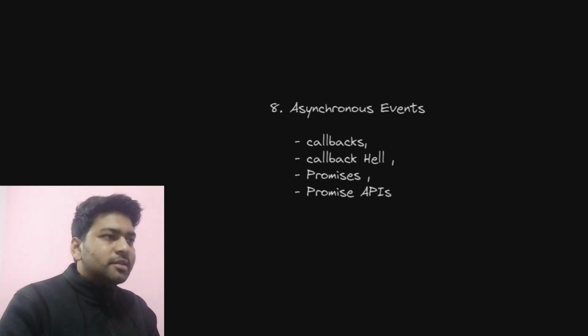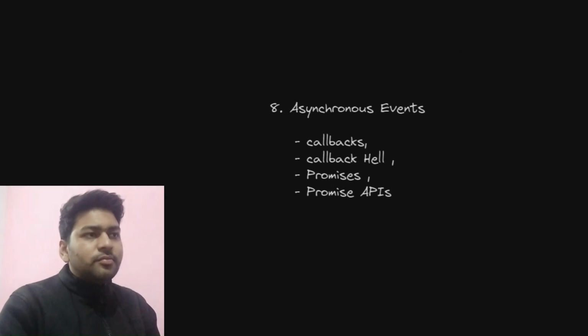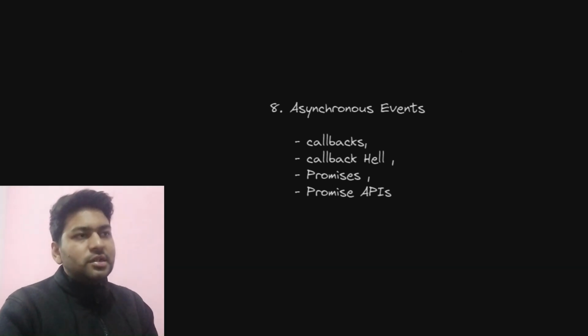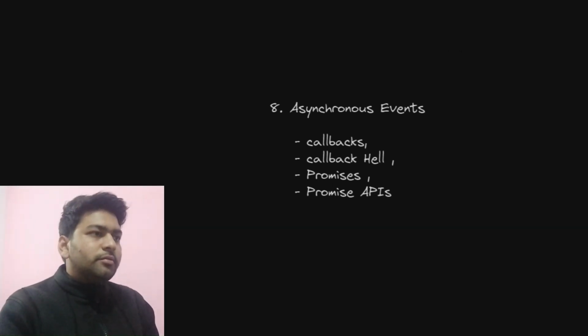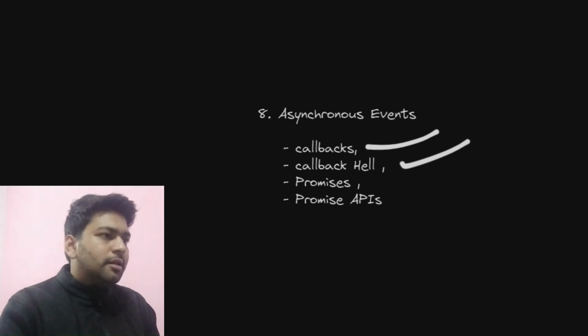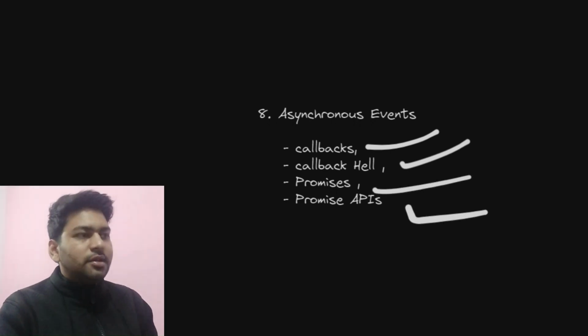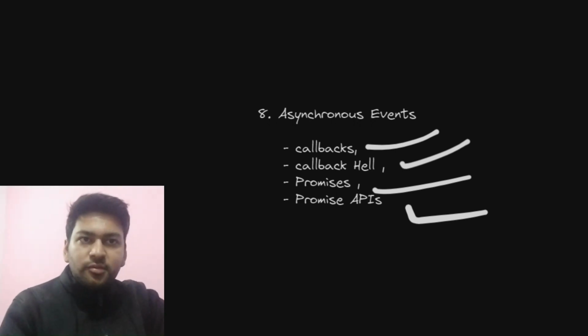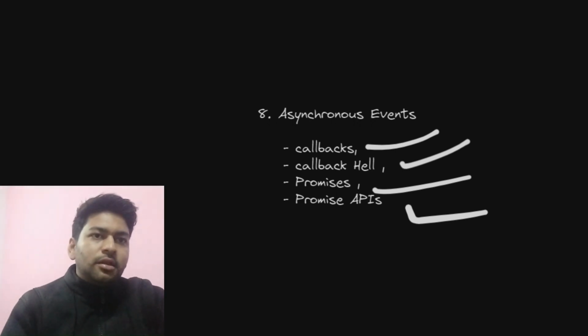Moving ahead to our eighth topic, that is asynchronous events. Asynchronous operations allow non-blocking code execution. It doesn't block the code and just executes the code without blocking it. There are different types of asynchronous events. First of all, there are callbacks, callback hell, promises, and promise APIs. You should know what a promise is, because if you're fetching data from APIs, you should definitely know what promises are. In production also, if you're fetching data, you should know promises. What are the uses of promises? What are asynchronous events? You should know all these things.